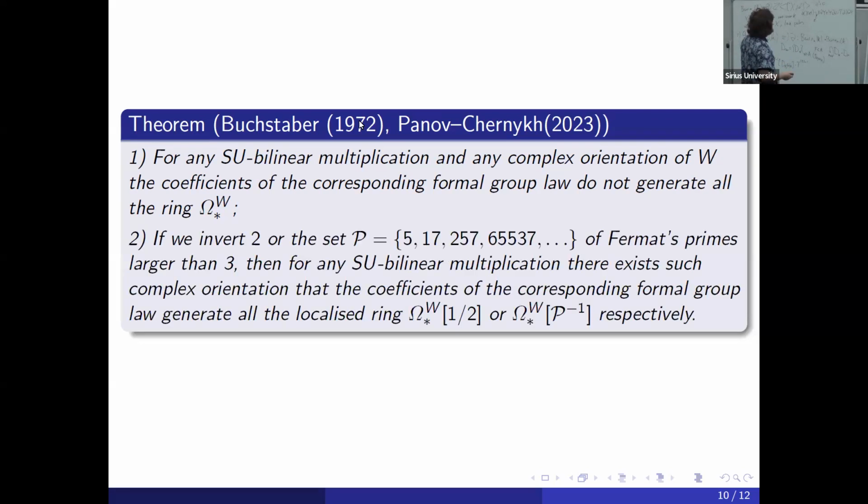And the second one: if we invert 2 or the set of all Fermat primes larger than 3, that is 5, 17, 257, 65,537, and maybe further, then we can find a complex orientation such that the coefficients of the corresponding formal group law generate the localized rings.